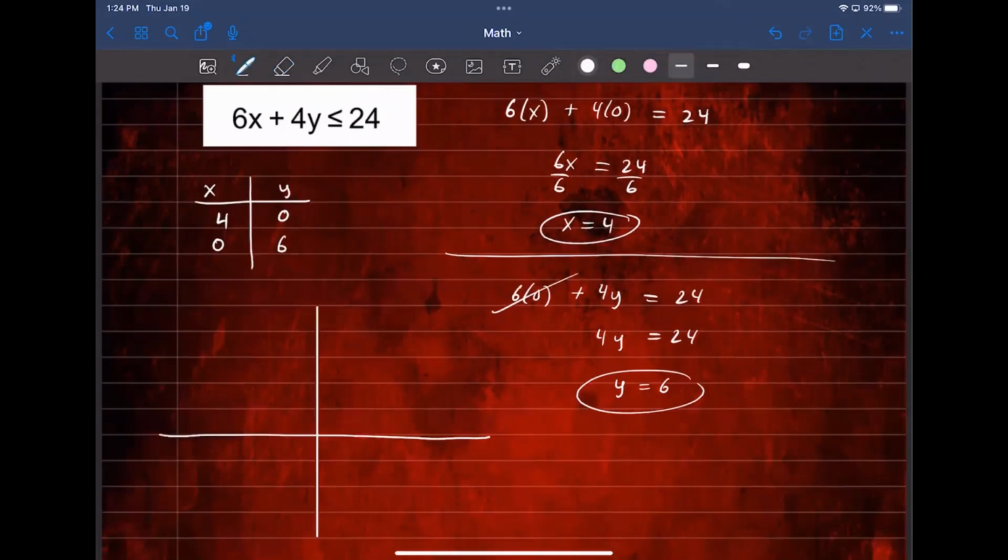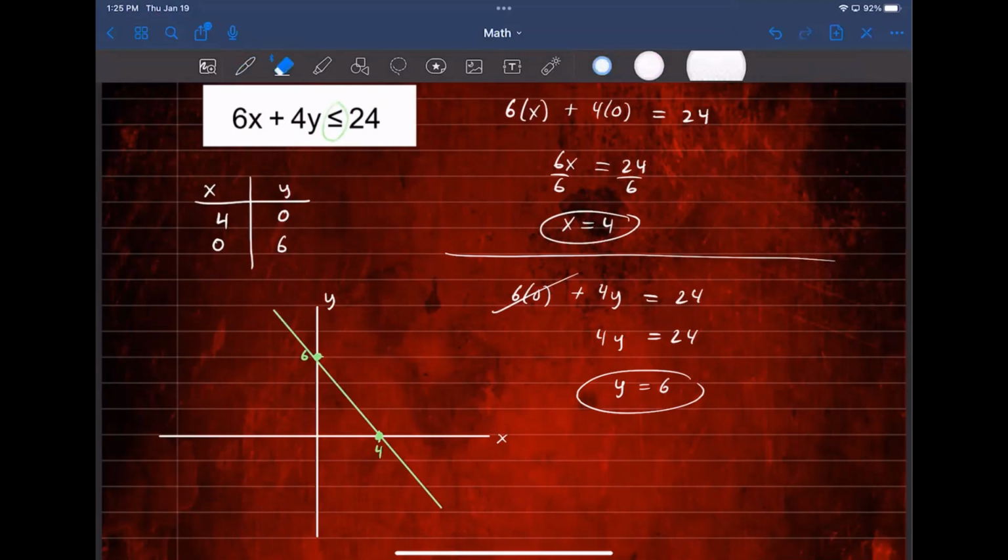So this is our plane. This is the x-axis. This is the y-axis. The x-intercept, we have 4, 0. So along the x-axis, we have 4, 0. And then the y-intercept is 0, 6. Let's suppose this is 6. So that is the y-intercept. And we connect them to create the boundary line. Again, this is going to be a solid boundary line because it's less than or equal to. Okay, so this is our boundary line.